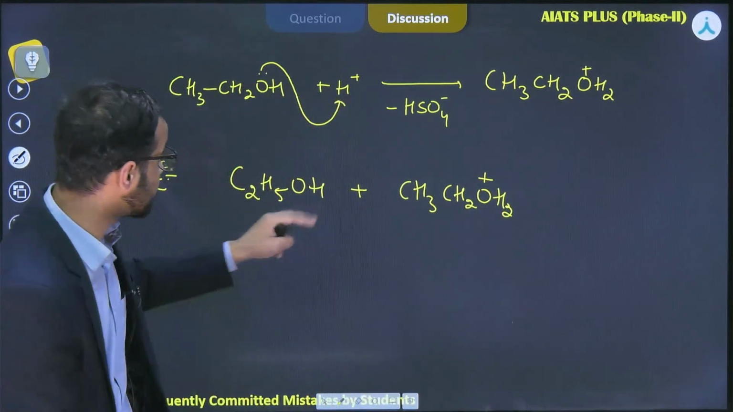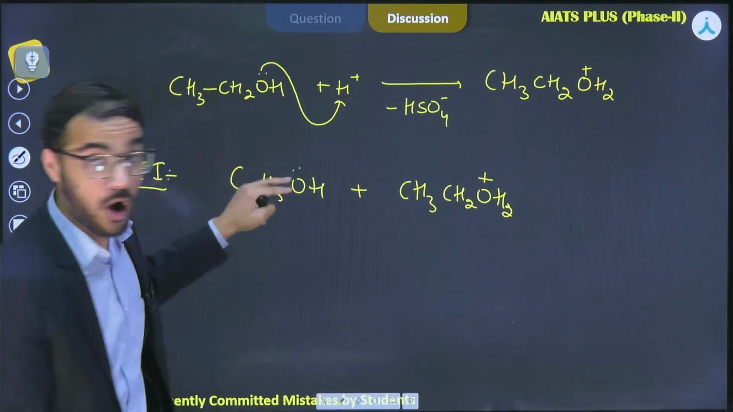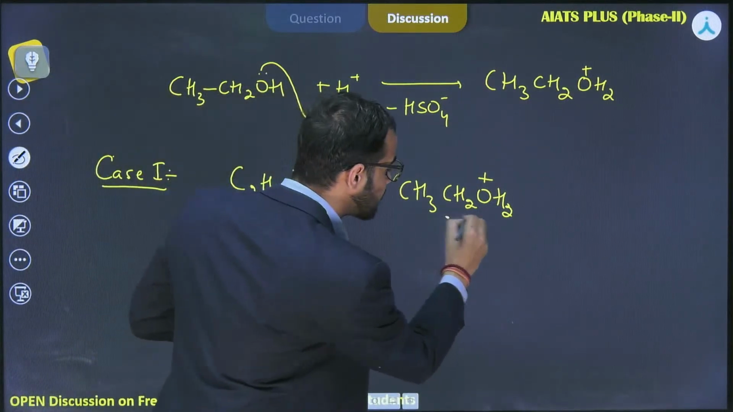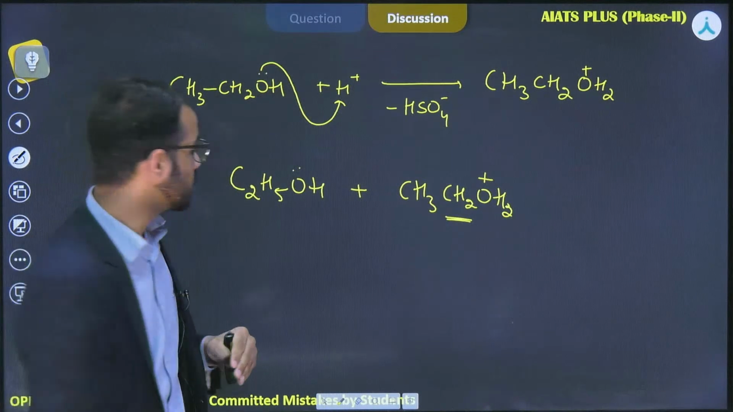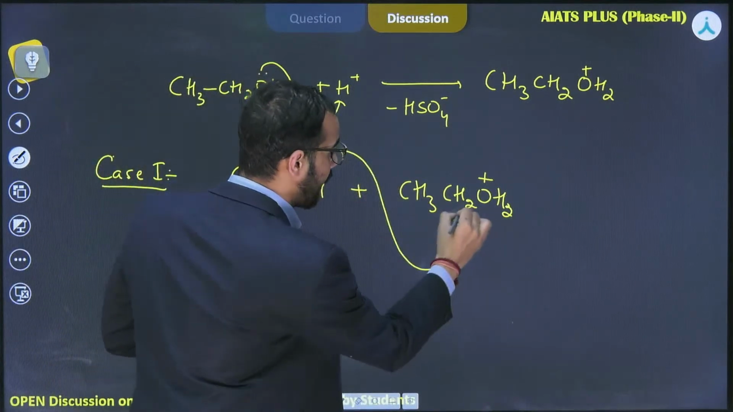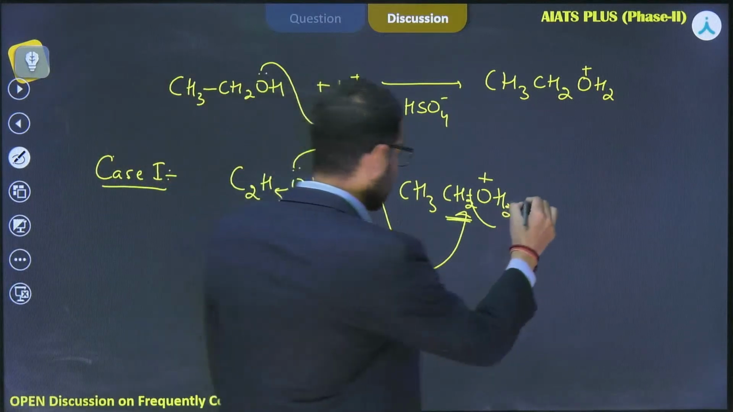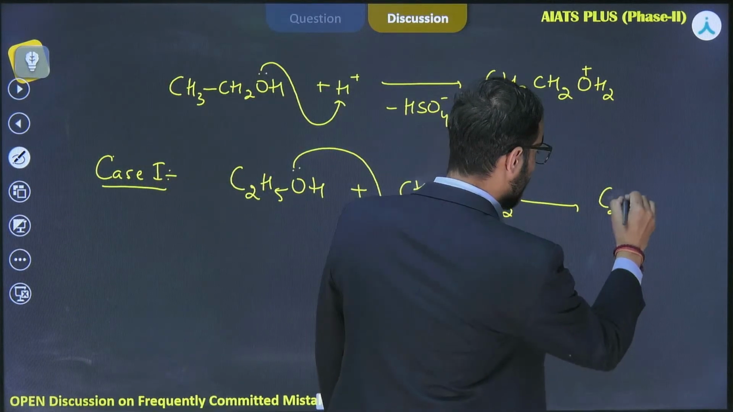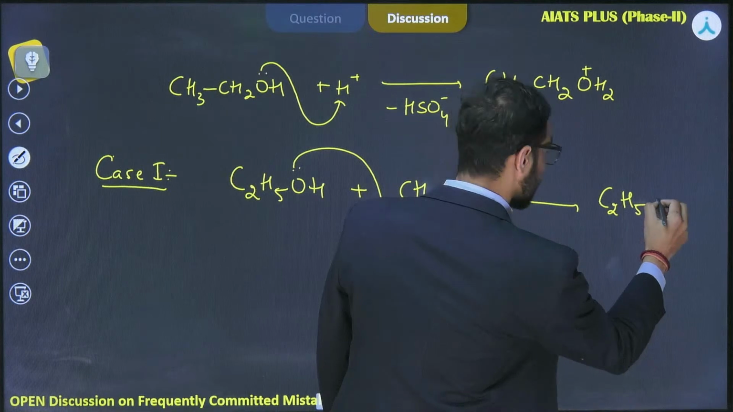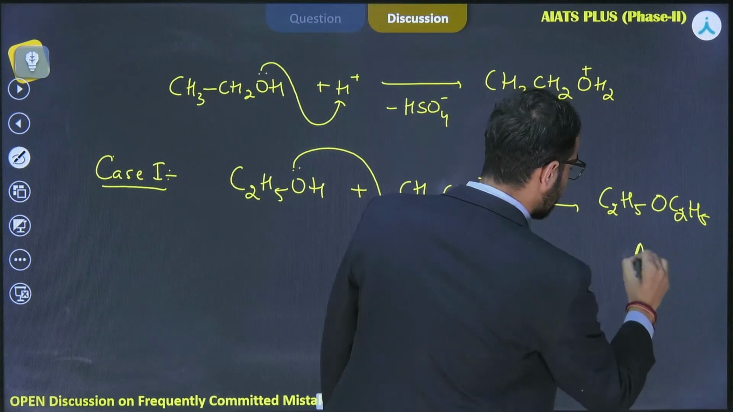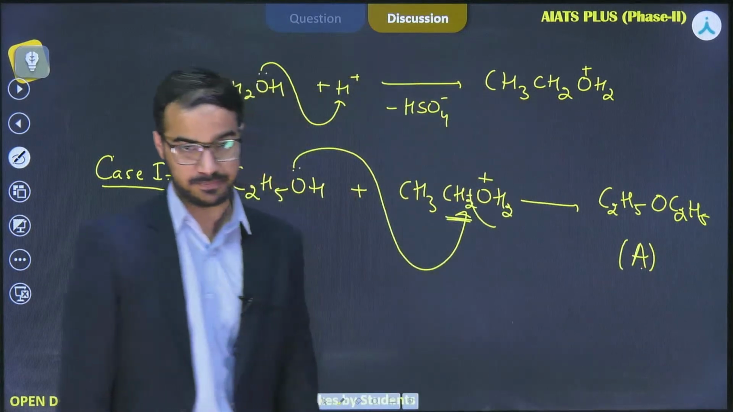So what will be the case? Now, the lone pair of OH will act as a nucleophilic center, and this is an electrophilic center over here. So the lone pair will attack and removal of water will take place, and you will have C2H5OC2H5. Let us say this is product A.